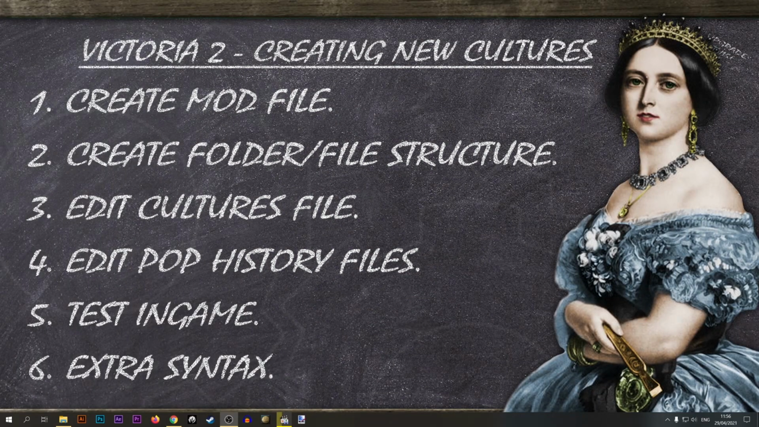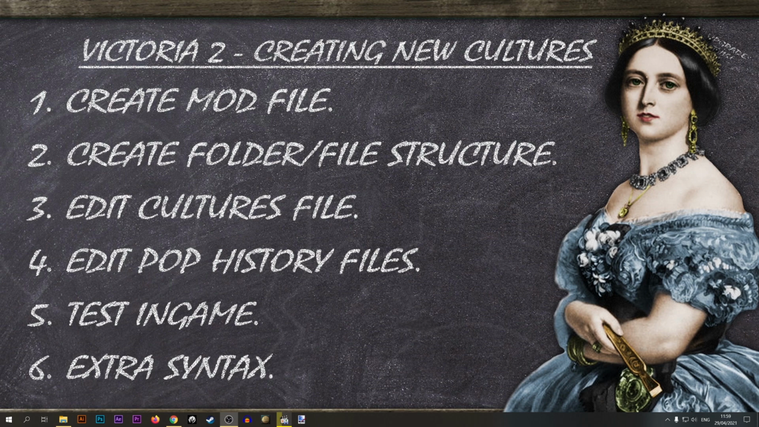Alright, so we have about 5 steps to create cultures in Victoria 2. The first step is to create the mod file. Now I have a separate video for that, so make sure to check that out. I will have a link to that in the upper right corner of the screen. So once you've done that, proceed to step number 2, creating the folder and file structure.